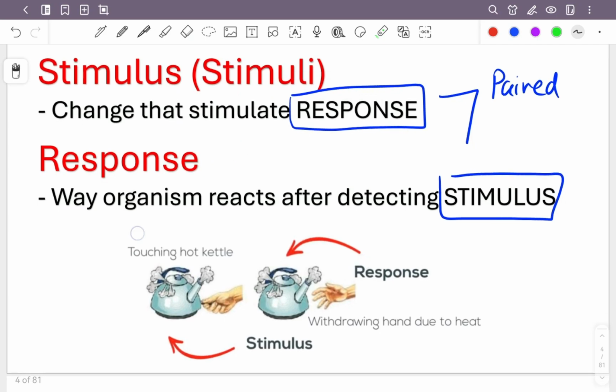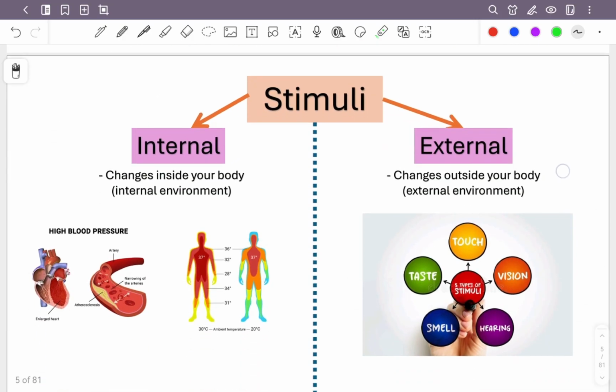So let's look at the example here, touching a hot kettle. What is the stimulus here? The stimulus is touching the hot kettle, or what we call the heat. Understand? The change is the heat or touching the hot kettle. So what is your response? Response, you know, is how you react to the stimulus. Since your stimulus is something dangerous that can hurt you, your response tends to be withdrawing your hand due to heat. Now stimulus, once again, is the change that stimulates what? That stimulates response. You need to remember the definition and also understand it.